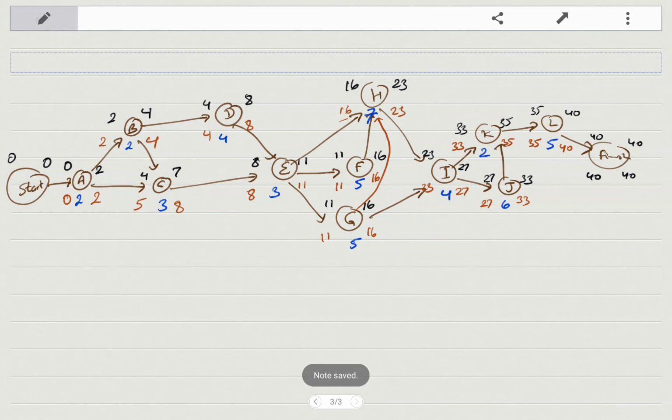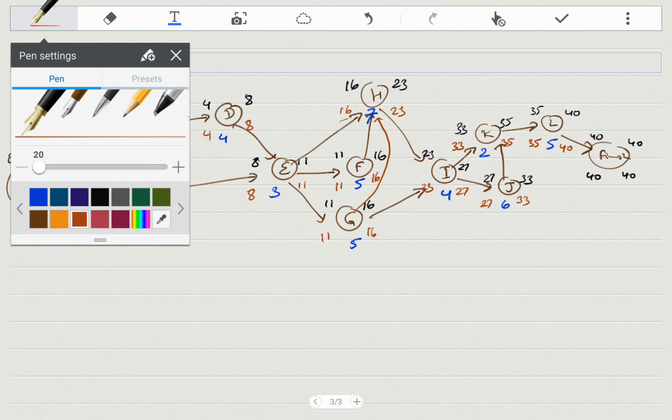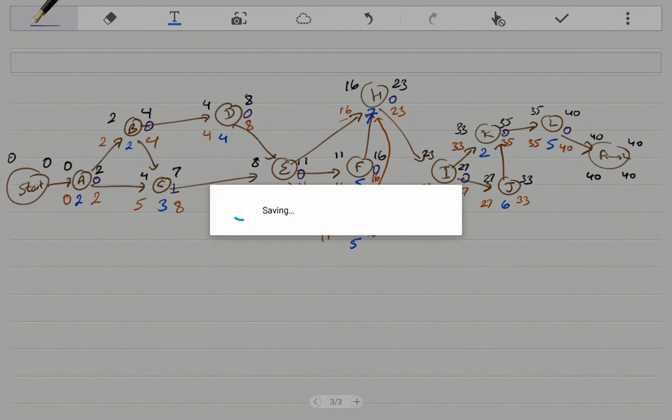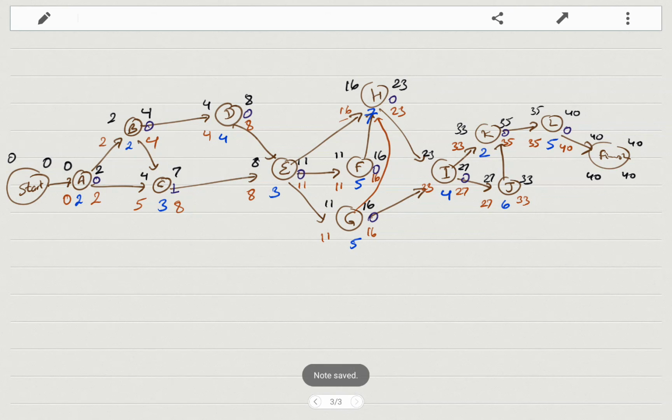Alright, to get the slacks, this was a little complex one here. 0 slack, 0 slack, 1 slack, 0 slack, 0 slack, 0 slack, 0 slack, 0 slack, 0, 0, 0. So only one has a slack, so this is not a part of the critical path. All others are. But if you look closely, all of them are not part of one critical path. Actually, there are two critical paths.